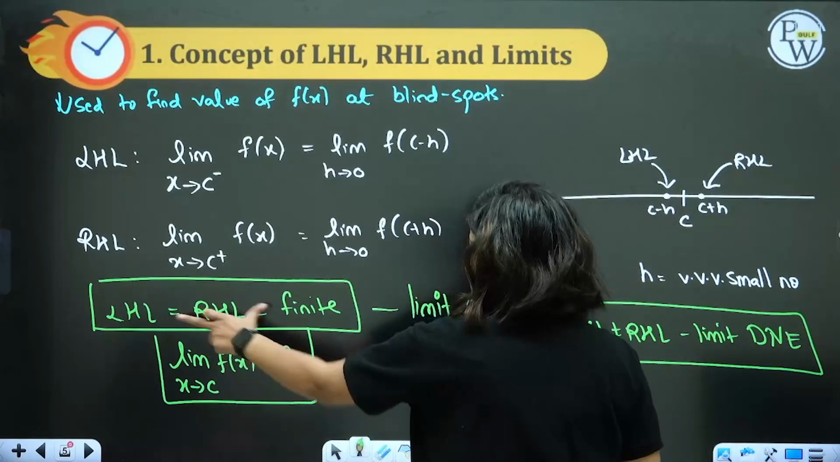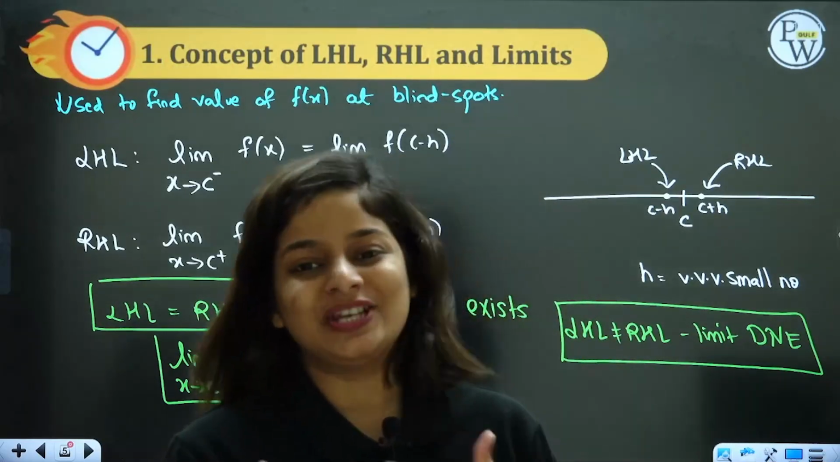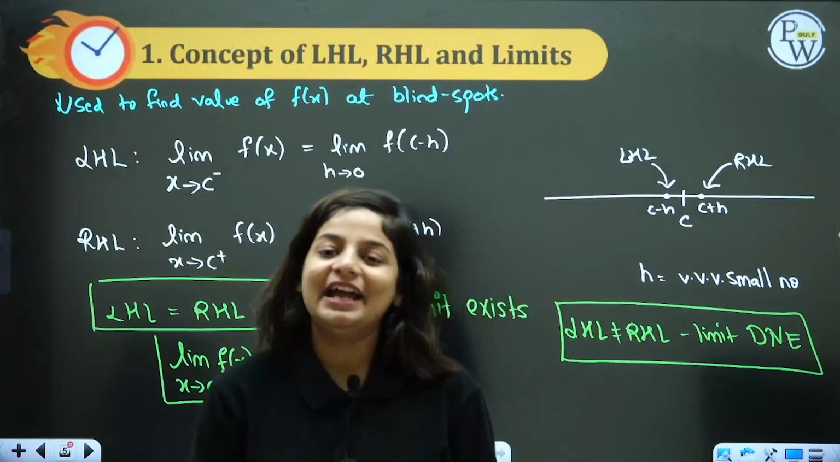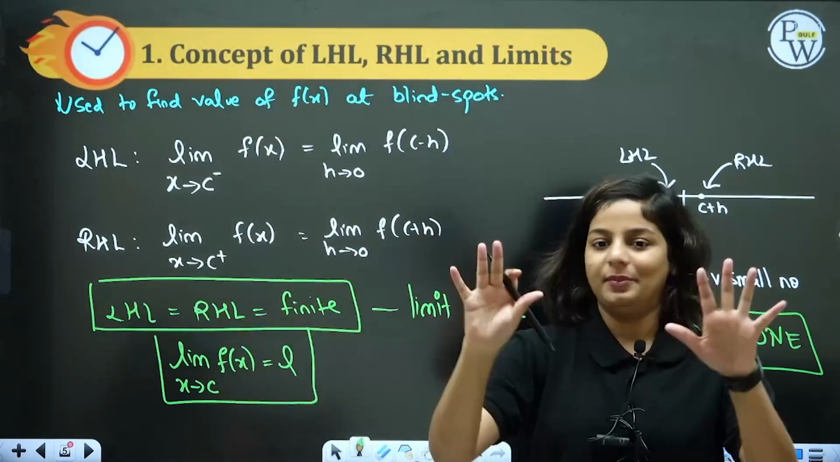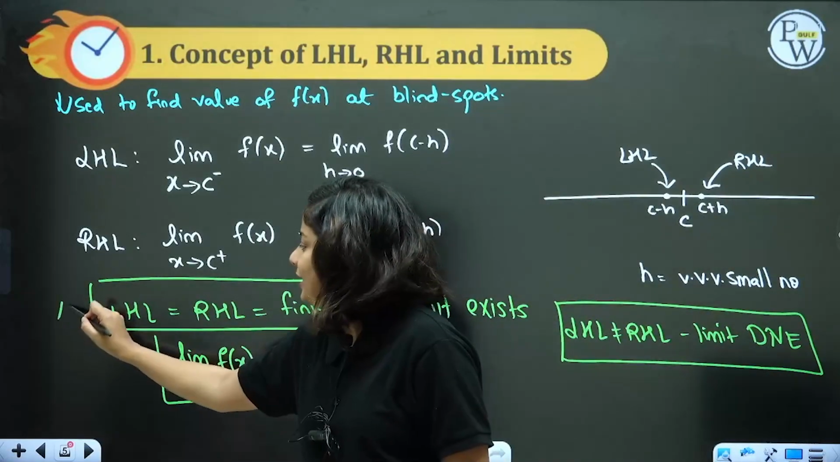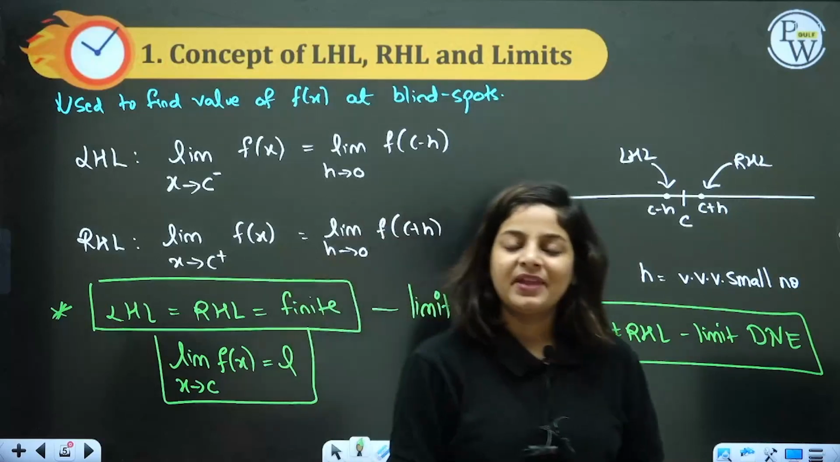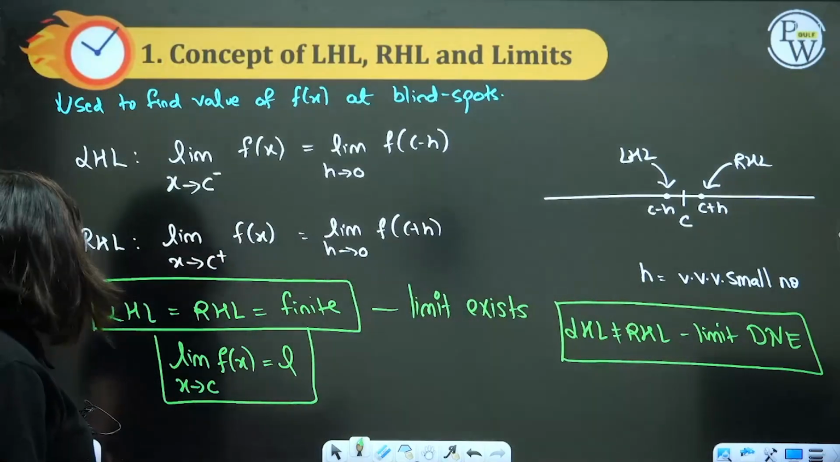Understood? Guys, this definition, LHL is equal to RHL, is what will be used in the next chapter, continuity and differentiability. Continuity is nothing but the definition of limit. This is the definition, my dear students. Have you understood the concept of LHL and RHL? Shall we do a simple basic question on this?